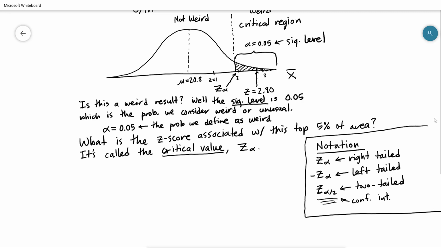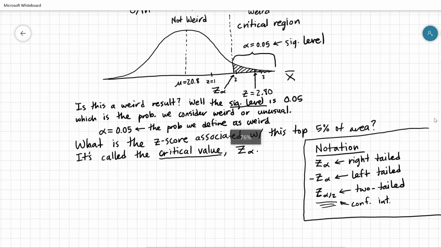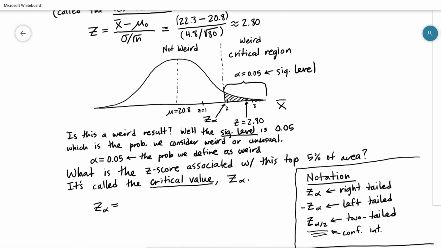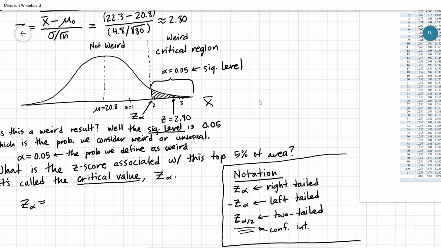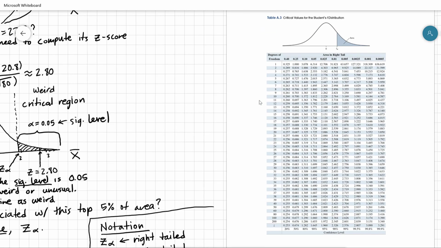Okay, so how do we find it? Well, we've done this before. I'm looking for, in this case, the z-score, z sub alpha. So what is z sub alpha in this case? It is the z-score associated with an area of 0.05 in the right tail. And we can use table A3 to find this value. So I'm going to go over here to the tables, which I've pasted onto the side here, and this should be table A3, sure enough.